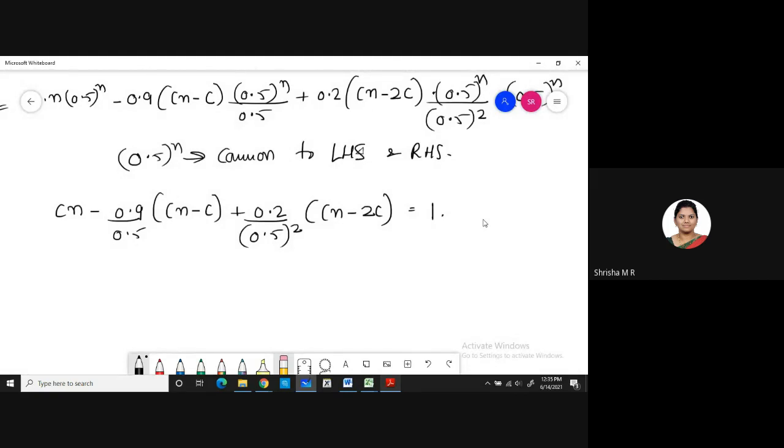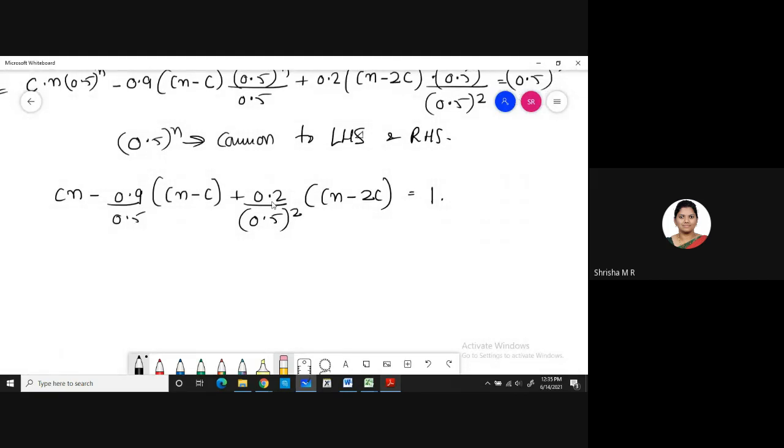It's clear? Now what we will do is multiply these terms with Cn and C, Cn and 2C. So I have Cn minus 0.9 Cn by 0.5.